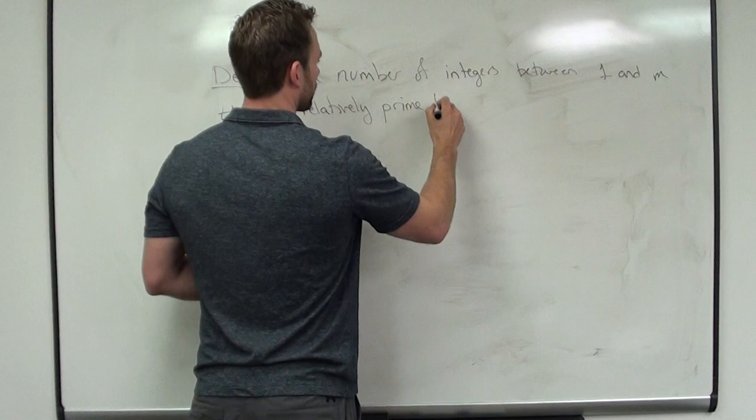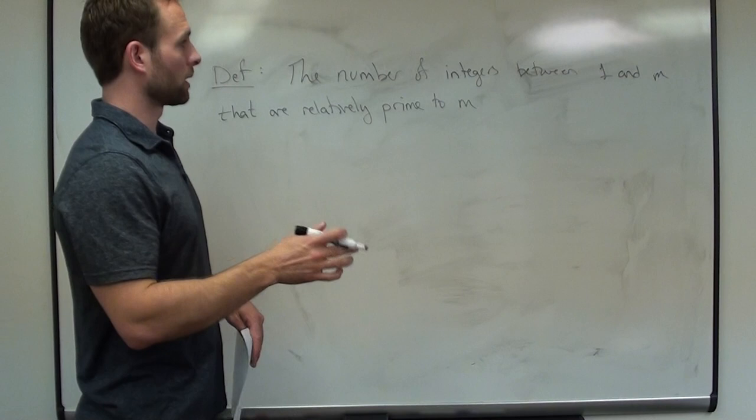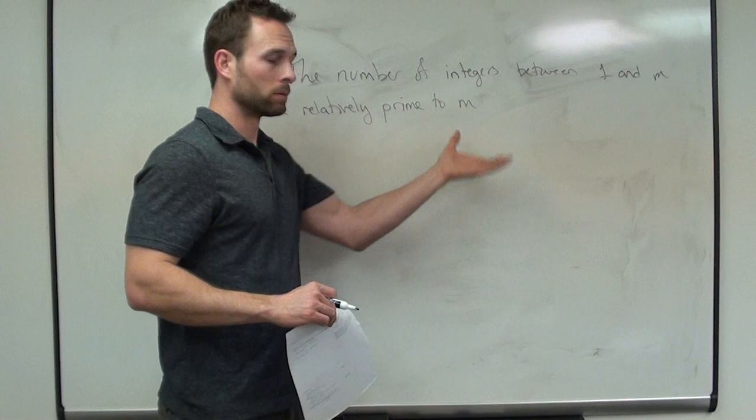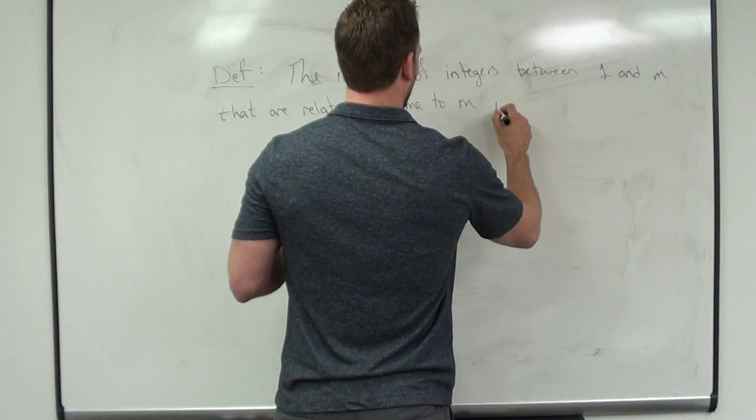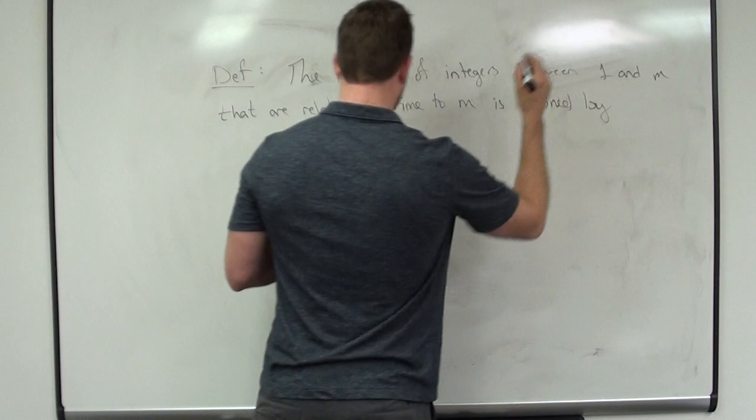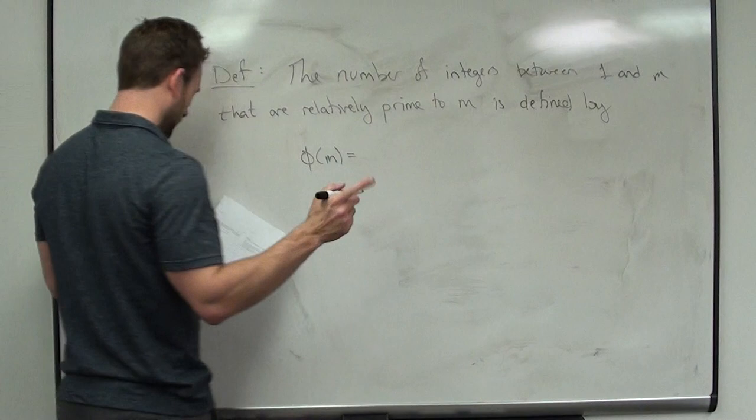That's what we're looking at. So, in other words, you pick a number between 1 and M, and that number and M are only divisible by 1. Okay, so they share no common factors. It is defined by... Okay, and so our notation here is phi of M.